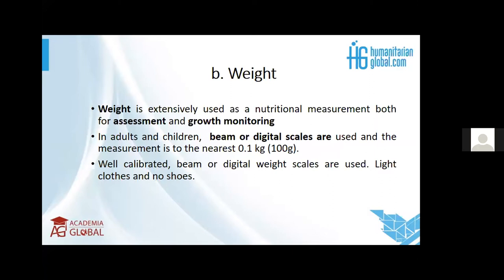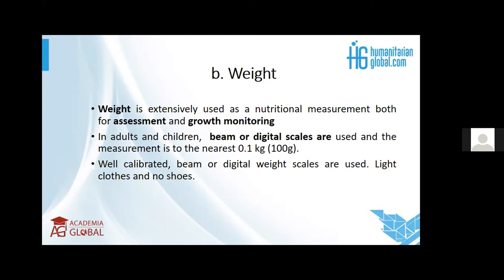And we have another measurement, which is weight, and we are told here that it is used for growth monitoring in young children. And in adults, we also take it to monitor their nutrition status. There are two general types of scales that we use. We have beam scales or digital scales, and we take weight here in Kenya to the nearest 100 grams, because that is our metric system.